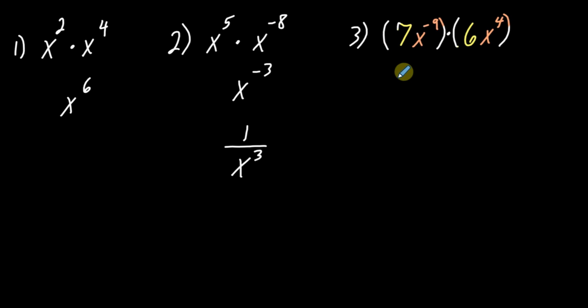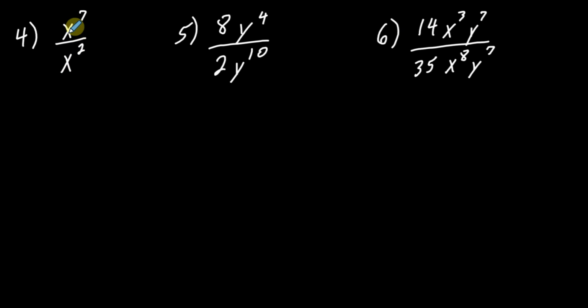So the 7 times the 6, it's going to give me 42. An x times an x, it's going to give me an x. It's multiplication, so I add. Negative 9 plus 4 is negative 5. All right, so once again, we have a negative exponent. So that needs to shift into the denominator to make it become positive. So 42 over x to the 5th.